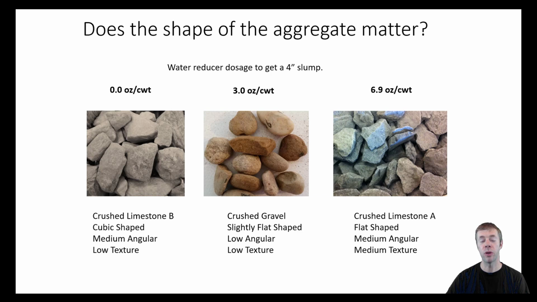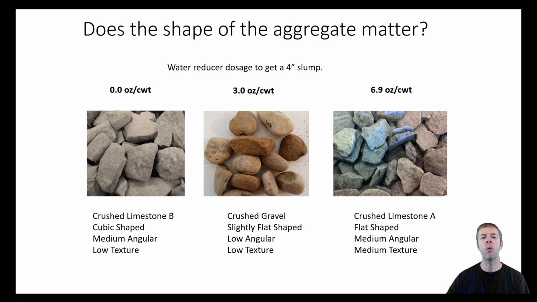Then on the far right, it's another limestone crushed in a different way. It's another type of limestone as well. And it's really flat. Look at these pictures. See how flat it is? And the angularity, that means it's not quite cubical. It's got some non-uniform corners, kind of angular, weird, strange corners. It's got a little bit medium texture to it, a little bit more roughness to the surface.